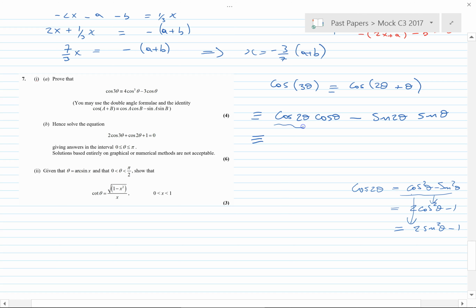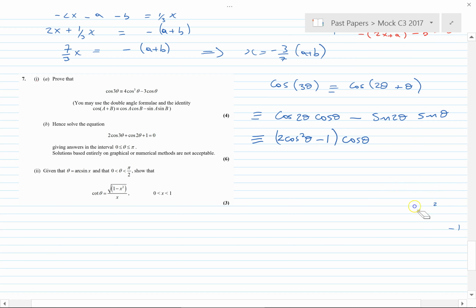I did see some people substituting not the easiest formula here. This is the one we want because we want it in terms of cos theta. Yes, of course we can get there using the other ones, but it's slower. And if you get it wrong, you're less likely to pick up the method mark. So anyway, let's replace that with 2 cos squared theta minus 1, times cos theta.